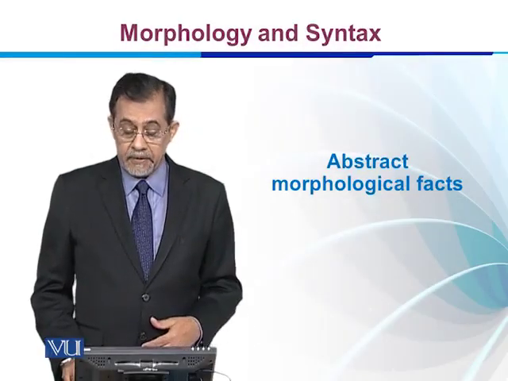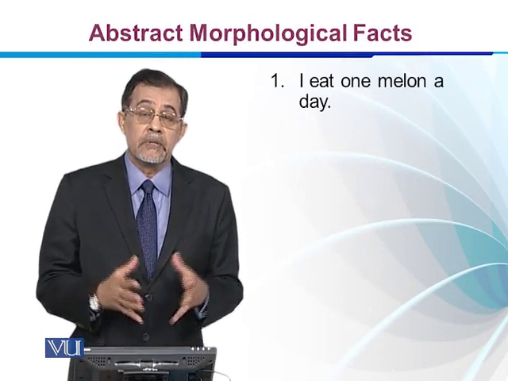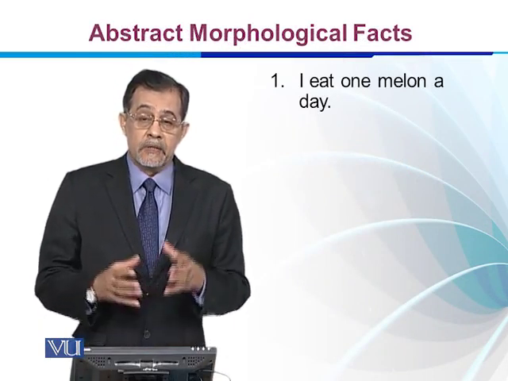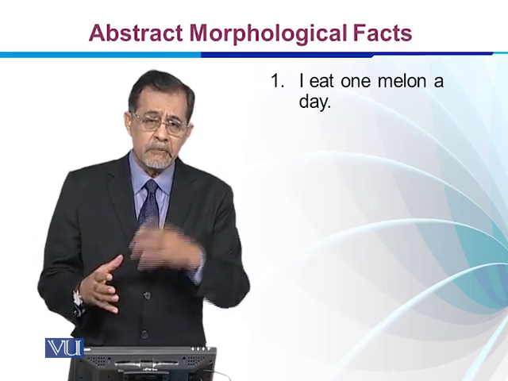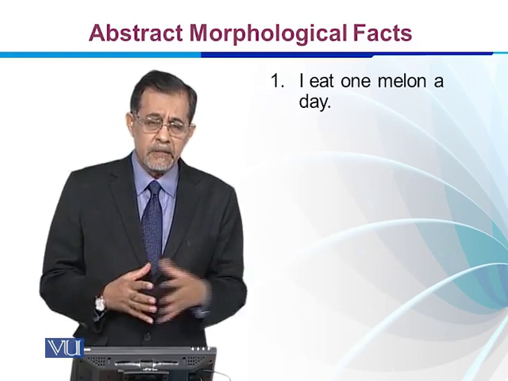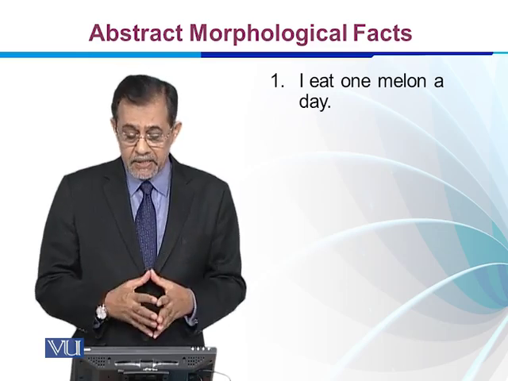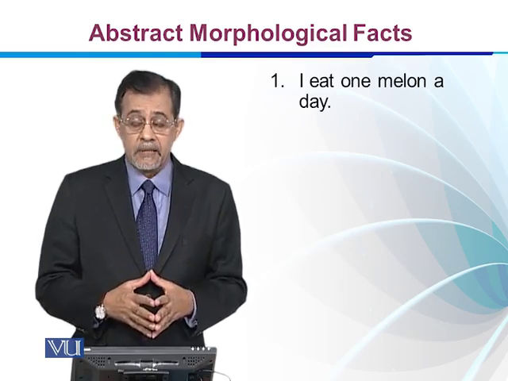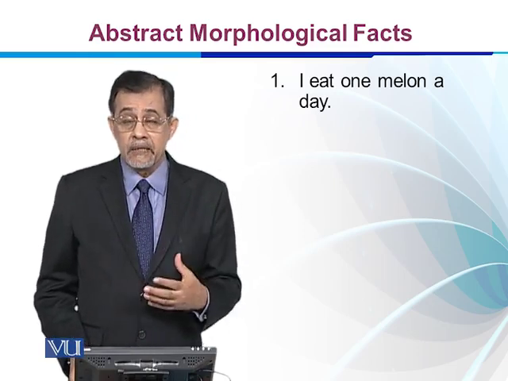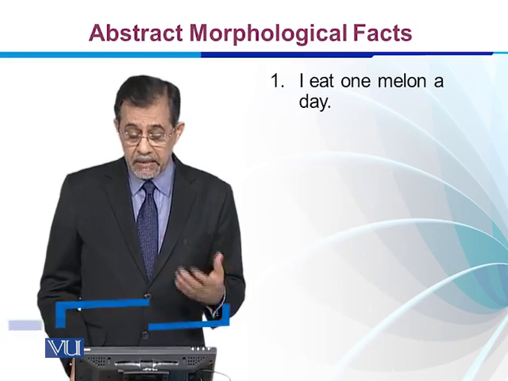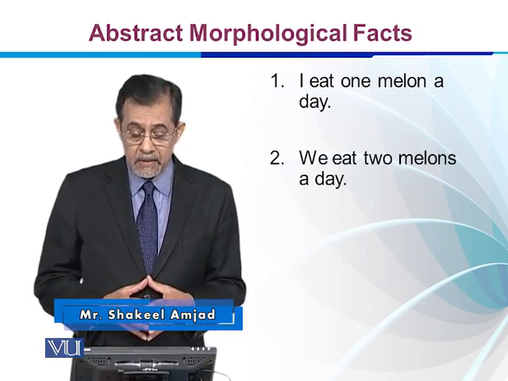Abstract morphological facts. So let's look at some facts about morphology, which varies from language to language. They are found in one language but not necessarily found in other languages. For example, if we take up this sentence, "I eat one melon a day," it's a correct English sentence. And if we are to make melon plural, we'll make melons. Like this, we eat 2 melons a day, right?